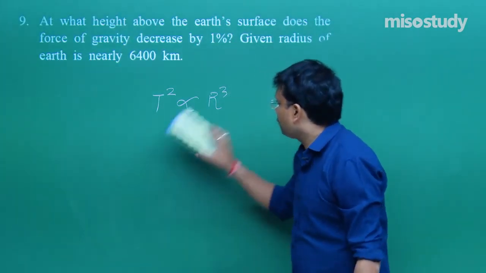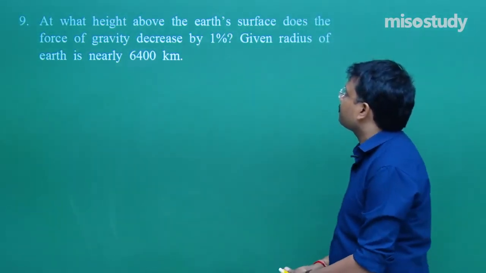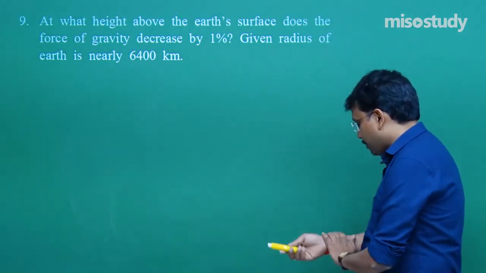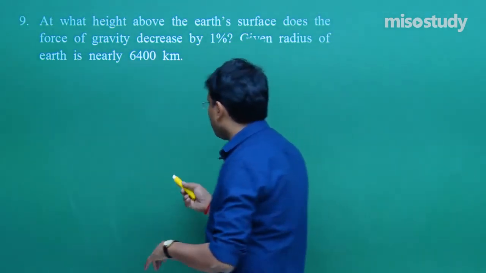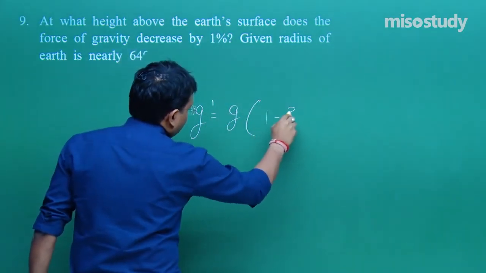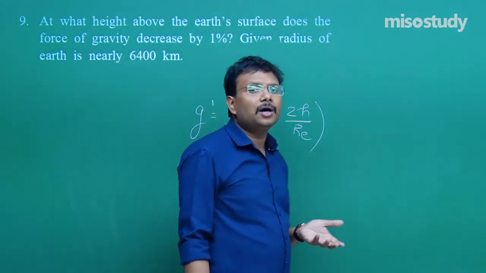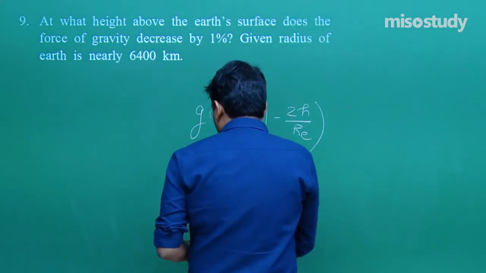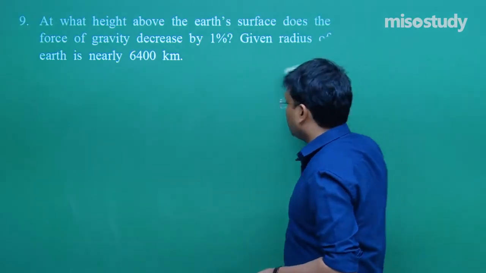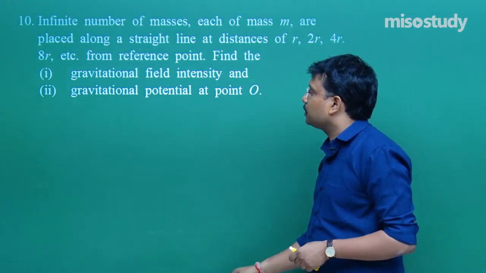Now, here comes question number 10. At what height above the Earth's surface does the force of gravity decrease by 1%, given the radius of the Earth is nearly this much? Now, students, you have to use the formula, which I can directly mention: g' = g(1 − 2h/Re). The formula is simple, based on the question number 7 topic. Here you have to provide the long answer, write down the steps, formula, calculate and show every step of the calculation.